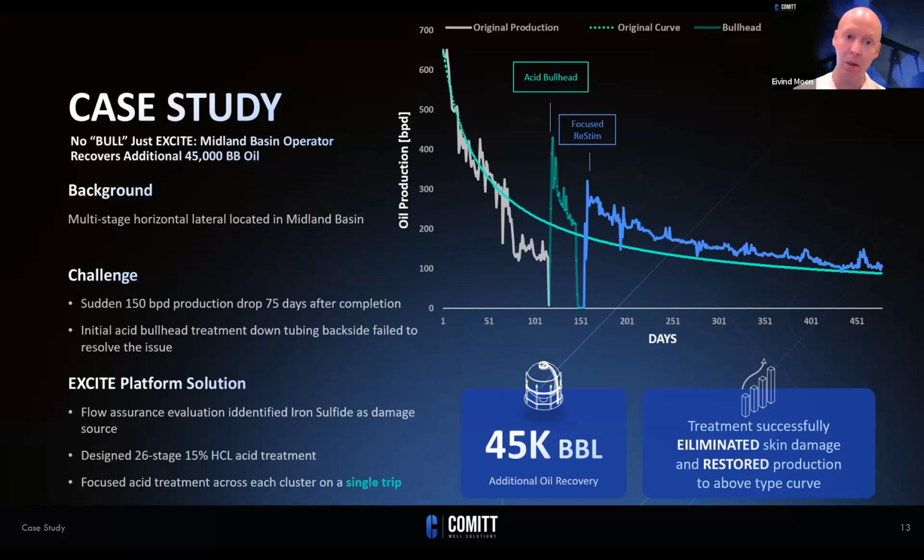So on this one, this is a 1 mile lateral. We shut down the well for about 8 days. We came in, we treated all the 26 stages individually with acid here, lifted production back up, and was able to keep essentially almost like a flat decline, or basically get it back to the original forecast for this well. And that's what Effie was talking about earlier too.